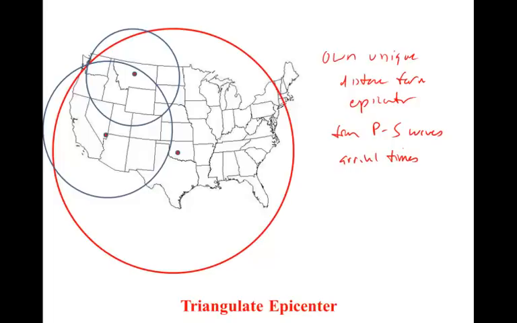Defining a circle of possible locations for the epicenter. 3 circles intersect at a single point. That point is the earthquake's epicenter.